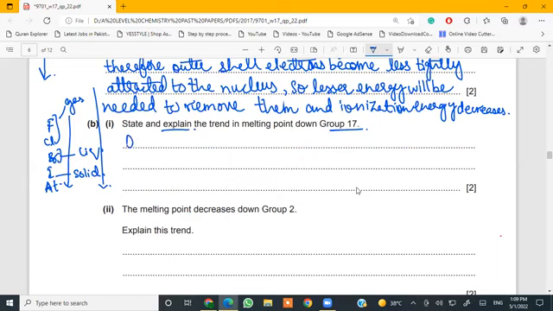So down the group, it's just a 2-mark answer. So down the group, strength of VDW forces increases, or van der Waals forces increases.